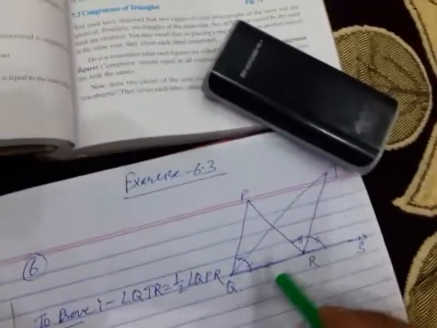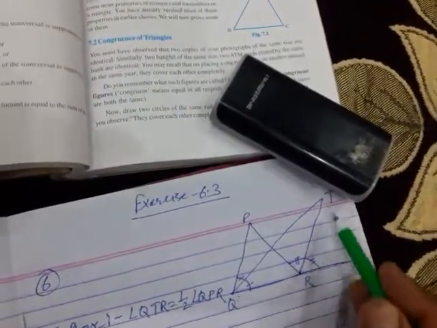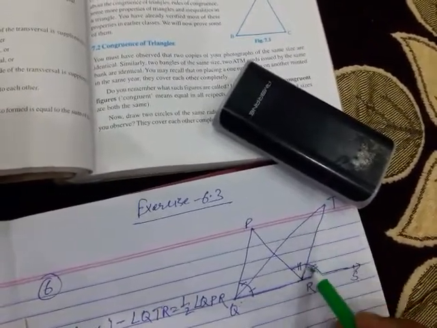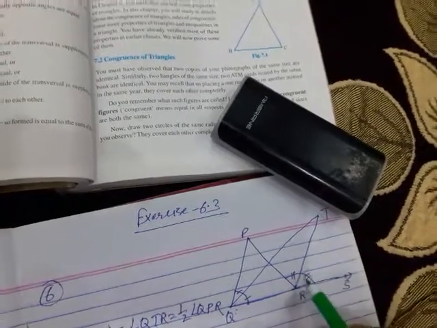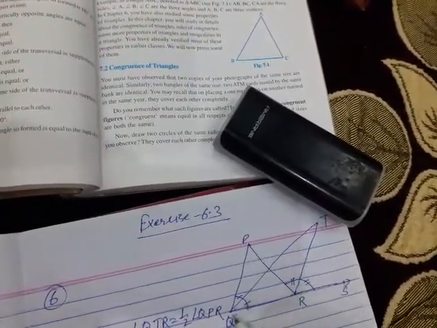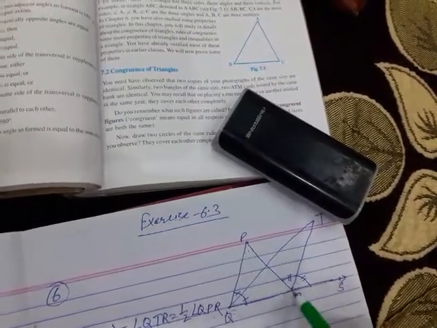Clear? And this QT is the angle bisector of angle Q, and RT is another angle bisector of angle R. Both the angle bisectors meet at point T. Then we have to prove that angle QTR, this angle, is equal to half of this angle, that is angle QPR.